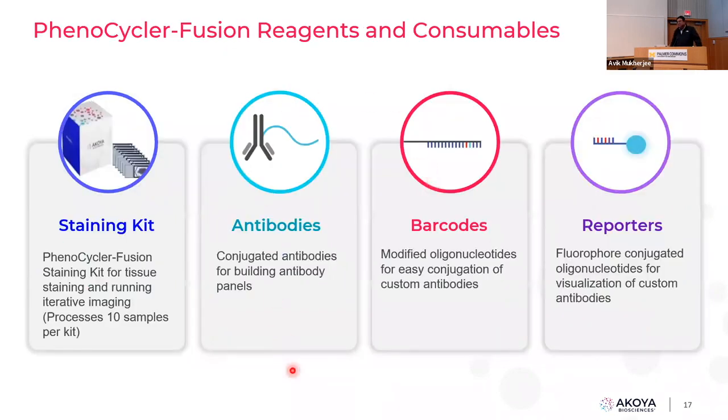So these are some of the consumables that you need to start. You get a staining kit, you get the barcoded antibody, you get the reporters where you have a fluorophore attached to an antisense barcode, and you get barcodes. That means you are not limited to a panel of antibodies that we are providing. Any validated antibody that works in your lab, works in simple IHC experiments, can be put on a barcode and put in a panel to work in PhenoCycler.